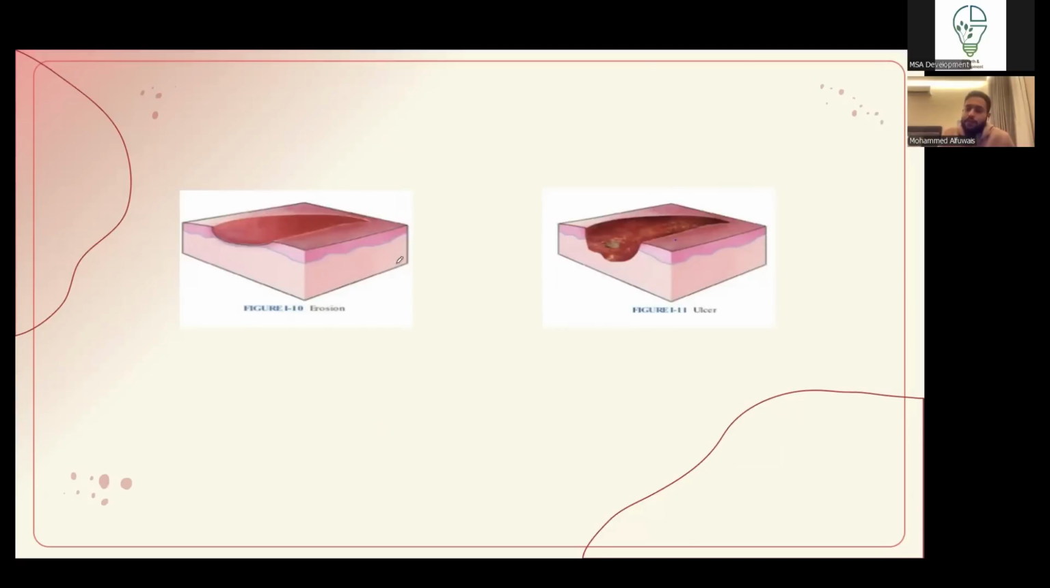What if you have, obviously it says, but what's the difference between them? Which one involves epidermis only? This or this? Erosion. Erosion is if you have a cut into the epidermis only. If it goes deeper, it's ulcer. Okay? That's it.